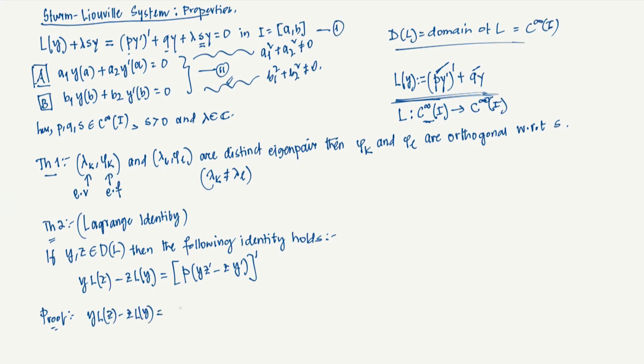It is essentially you have Y (P Z prime)' plus Q Y Z, right? If you remember. So basically I'm just multiplying. See, L of Z is essentially this, replacing Y by Z, and then you are multiplying it by Y. So basically you have this. Again, you have this particular term minus Z (P Y prime)' minus Q Y Z. Is it okay? I think you have got this.